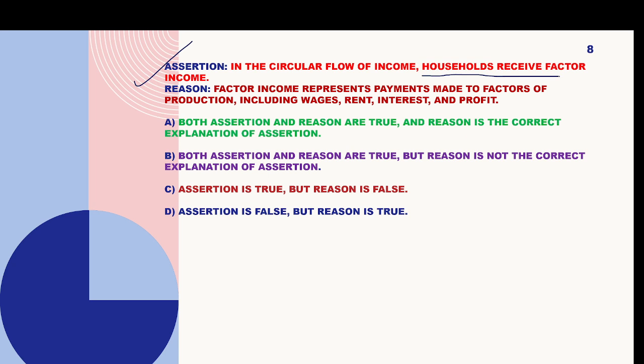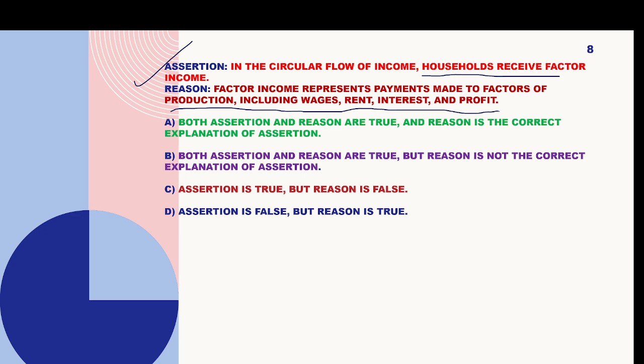Factor income represents payments made to factors of production, including wages, rent, interest, and profit. Very important. Those who are working in the factory are getting factor income because of their service, and they are also getting wages, rent, interest. So the answer is the first option, saying both assertion and reason are true. The reason is the correct explanation of assertion. Second, both assertion and reason are true, but reason is not the correct explanation of assertion.